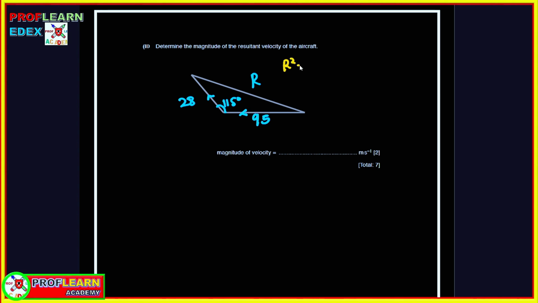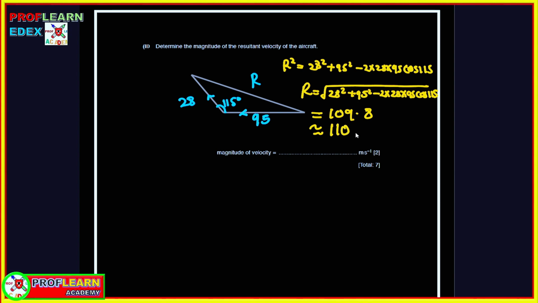From there we can answer the question to determine the magnitude of the resultant velocity of the aircraft. Since we had 95 and 28, we form a triangle, and we can apply the cosine rule to work out the resultant vector. Applying the cosine rule, our answer reduces to 110 meters per second as the speed. You can use scale drawing, you can use resolving vectors, and you can also use geometry and do the calculations to work out questions like this.